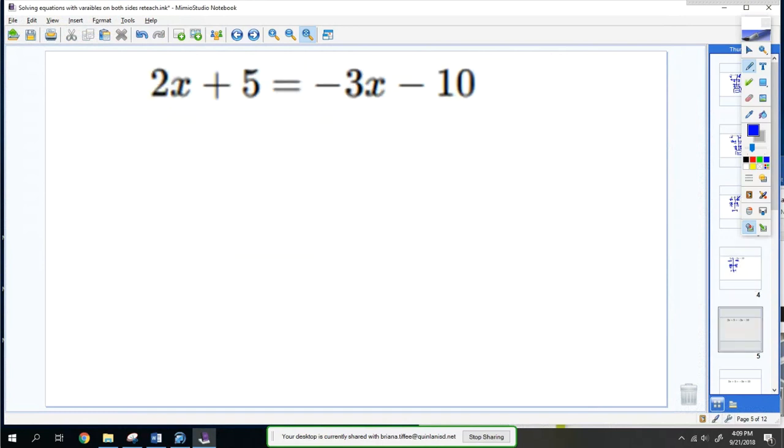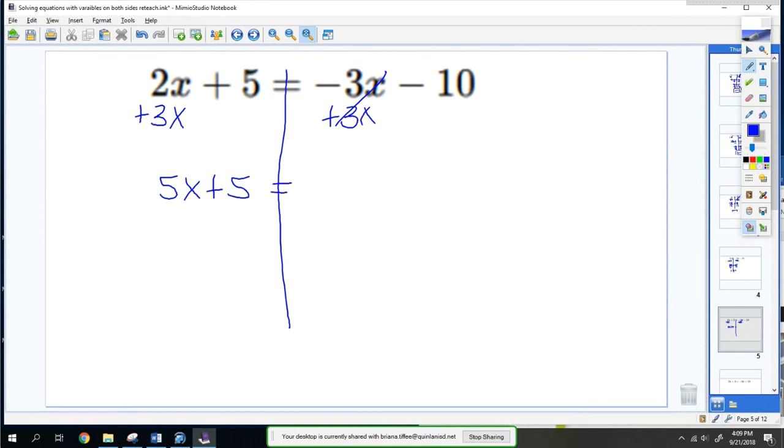2x plus 5 equals negative 3x minus 10. Draw your line. Since it's a negative 3x, I'm going to add 3x to both sides. This is 5x plus 5 is equal to negative 10. Subtract 5 from both sides. You get 5x equals negative 15. Divide 5 to both sides. You get x equals negative 3.